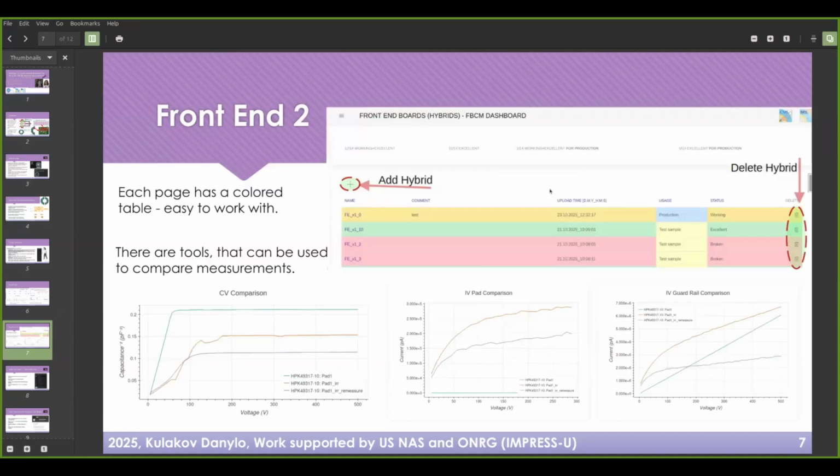Also, we have a simple visualization. It's easy to understand how to add something, how to delete something. We have simple colors: green is excellent, yellow is working, and red is broken. And as I said, we have different measurement conditions like normal temperature, irradiation, after irradiation, and we can compare them by clicking one button.